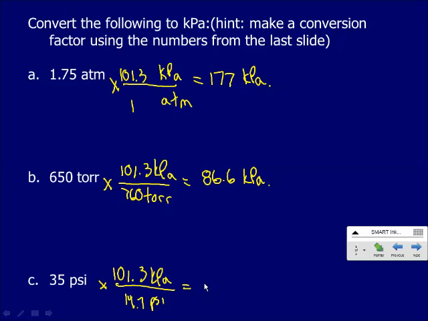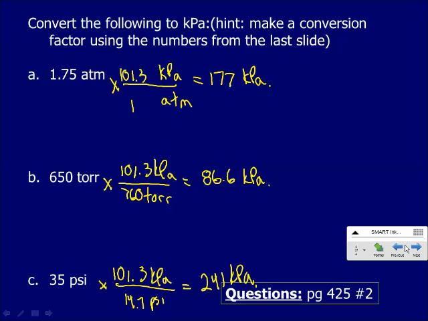What do I have here for a number? Taylor seems to be filling in. What do you got? 241 kilopascals. Okay? There is a little question in the book that deals with that.